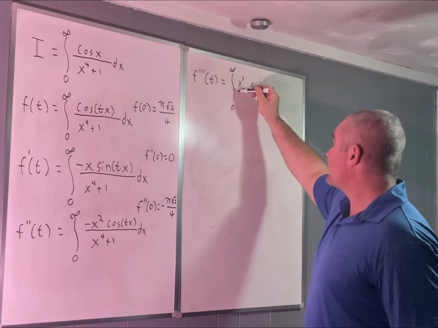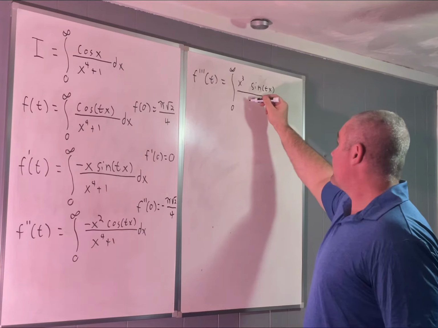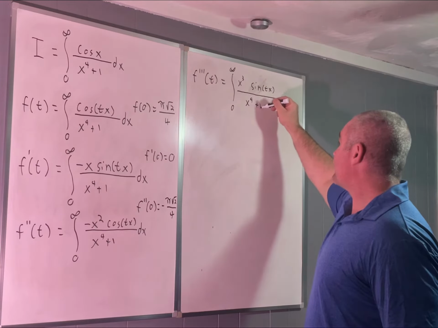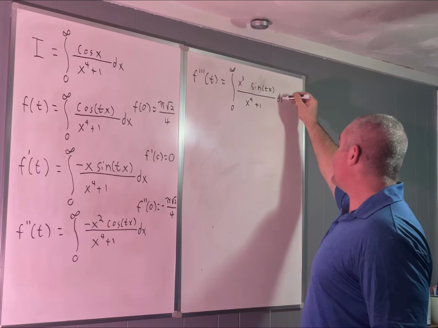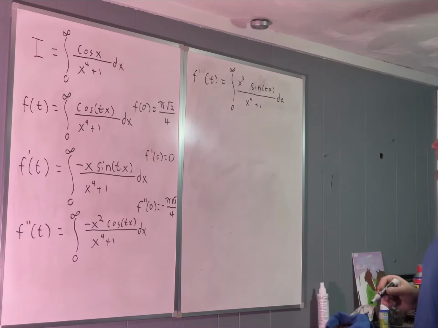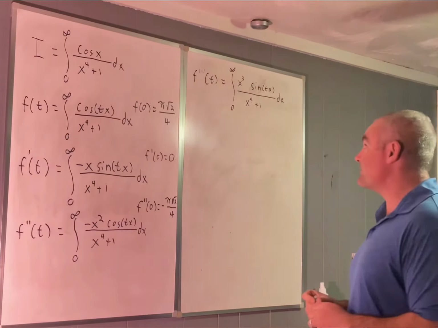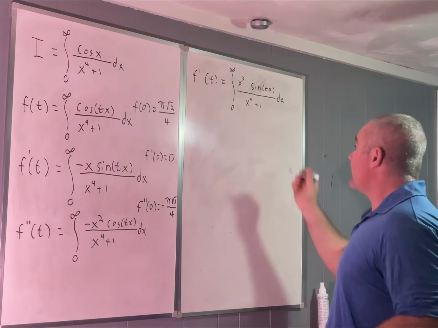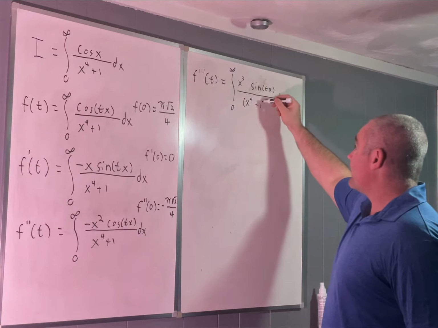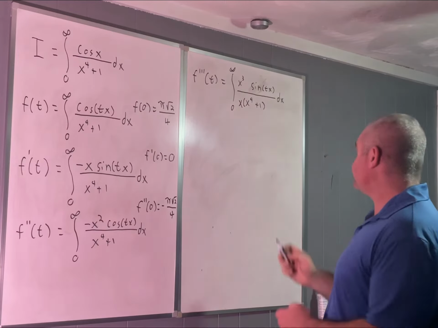The integral from 0 to infinity of sine tx over x to the fourth plus 1 dx. And now I'm going to use a familiar trick that I've used in several other videos. I'm going to multiply the top and the bottom by x.